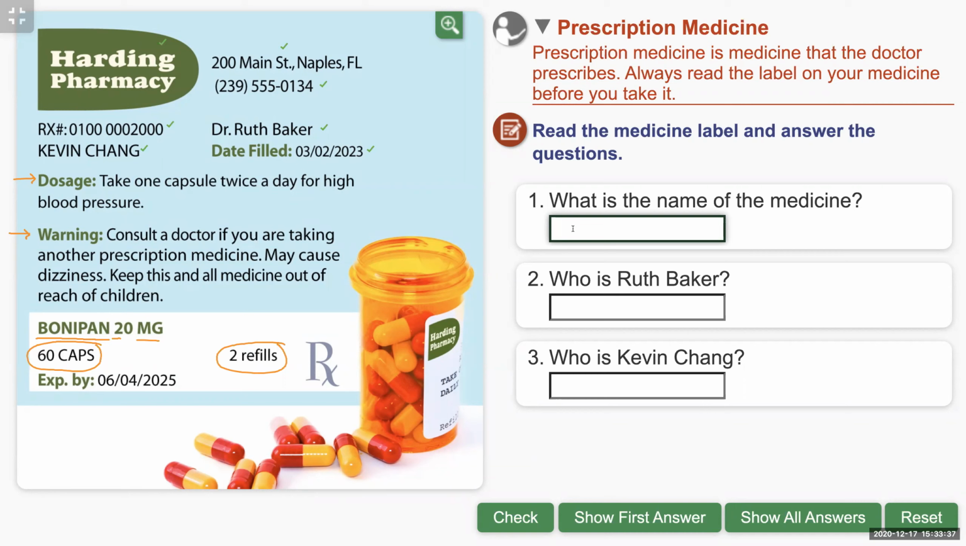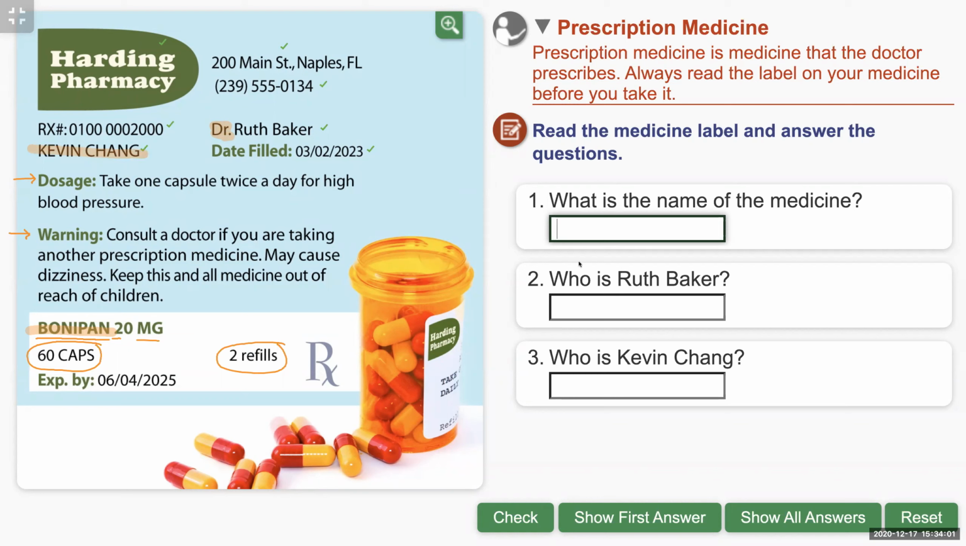So number 1, what is the name of the medicine? And I'm going to go back to the document and highlight this. Okay, that is the name of the medicine, Bonapin. Okay, who is Ruth Baker? Let's look at her title, doctor. And who is Kevin Chang? Okay, he would be the patient.